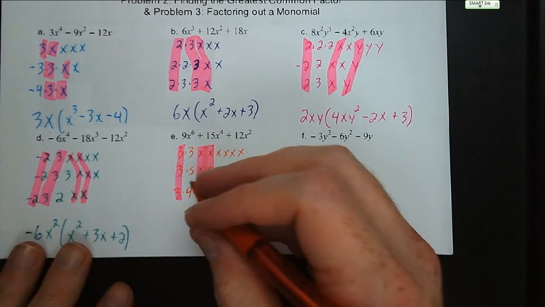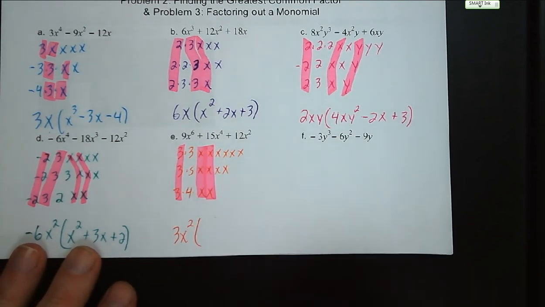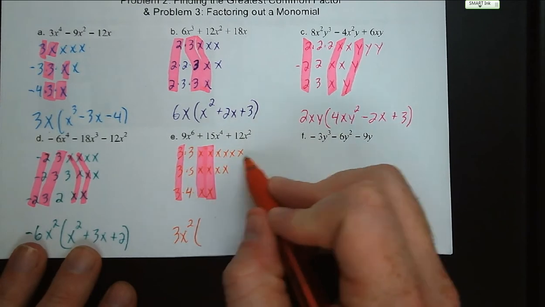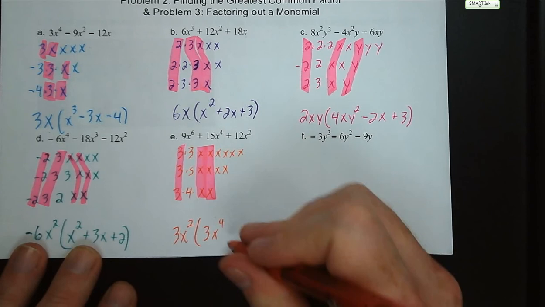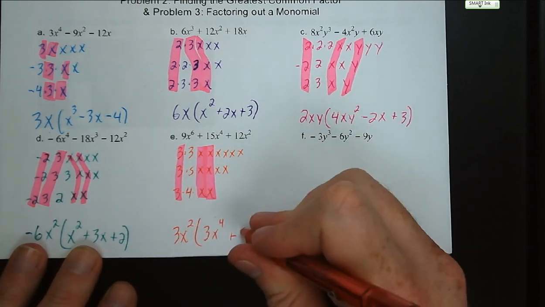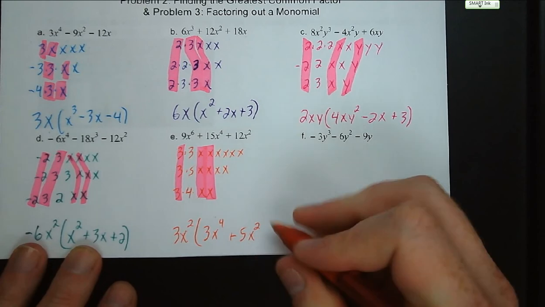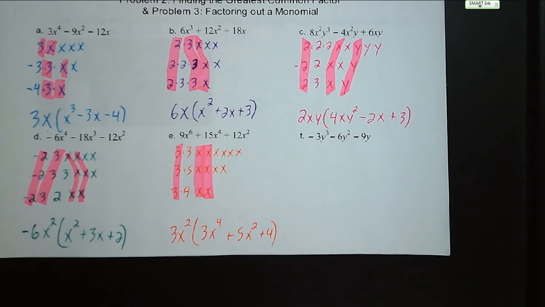So we take out the 3x squared. What are we left with? We have a 3 with 4 x's, so that's 3x to the 4th. Plus we have a 5 and 2 x's. And lastly, we have a 4. Okay.